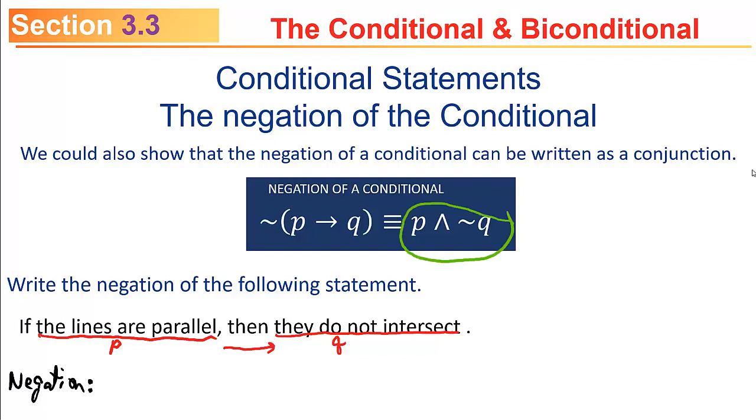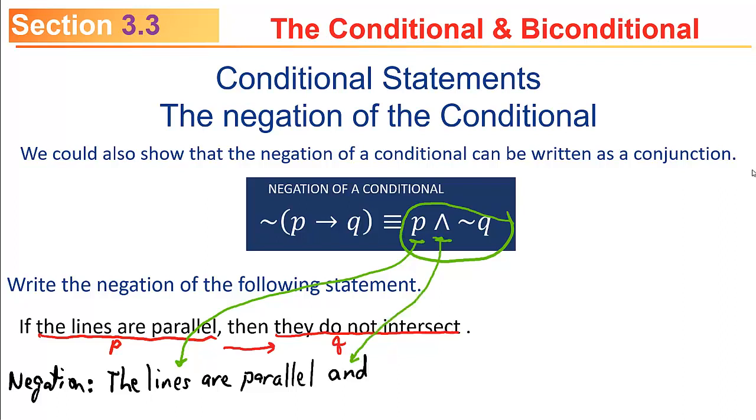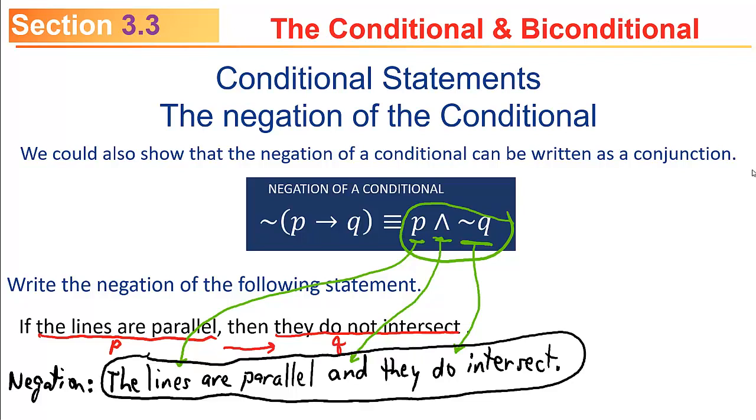So forming the left-hand side of the statement and changing it into the right-hand side of the statement is what they're asking me to do. The P is the lines are parallel. The conjunction is the and. Not Q would be, if Q is they do not intersect, then not Q would be they do intersect. So the negation of the original statement, if the lines are parallel, then they do not intersect, is the lines are parallel and they do intersect. And that's an example of the second of the special formulas that we were introducing right now.